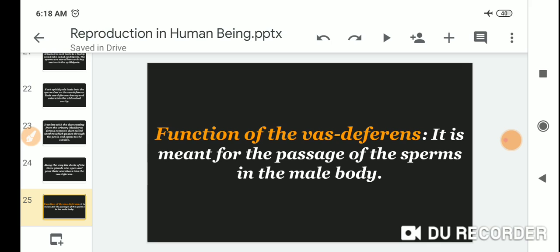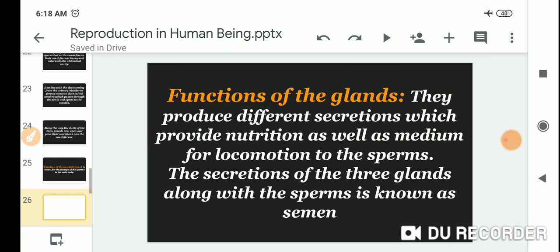Function of the vas deferens: it is meant for the passage of sperm in the male body.